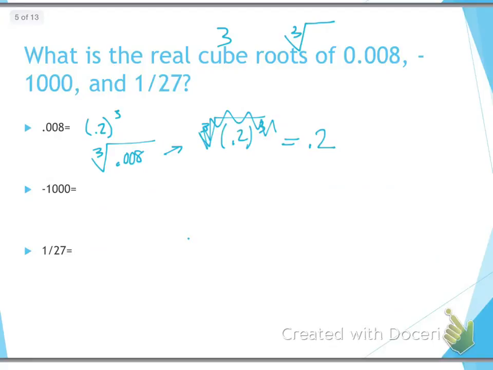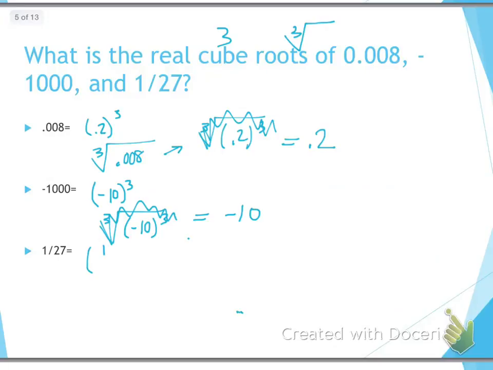My next one, what when I cube it gets me negative 1,000? Well, negative 10 does. So if I'm trying to find the cube root of negative 1,000, negative 10 cubed gets me that negative 1,000, so that my cube root and cube can then cancel. So the cube root of negative 1,000 is negative 10.